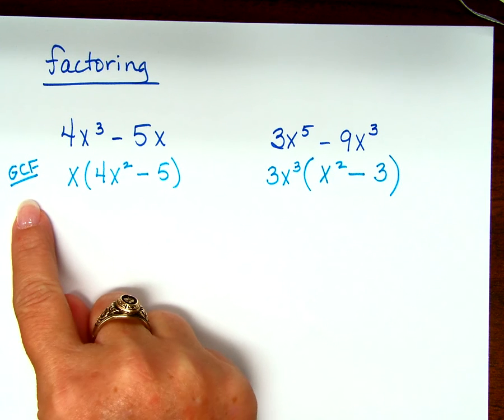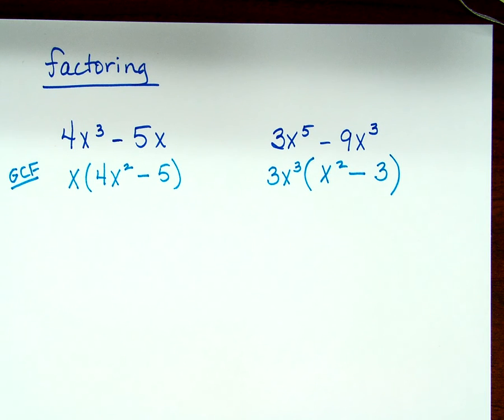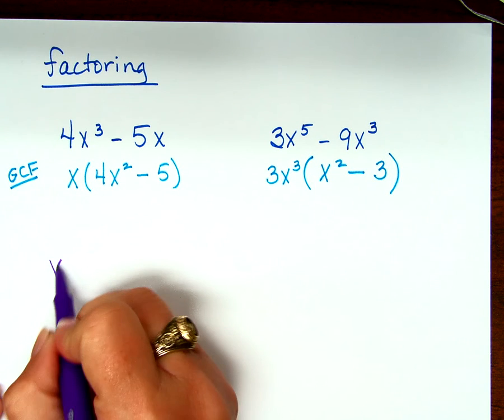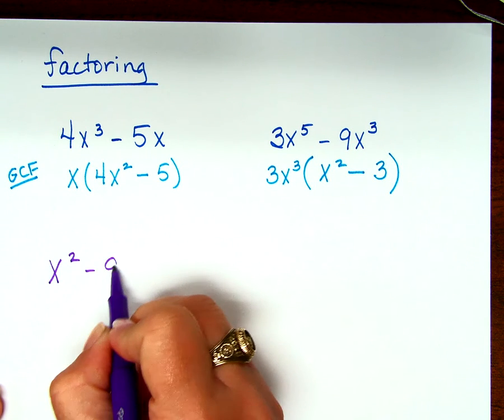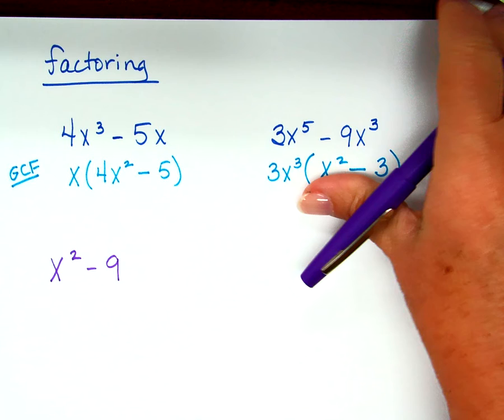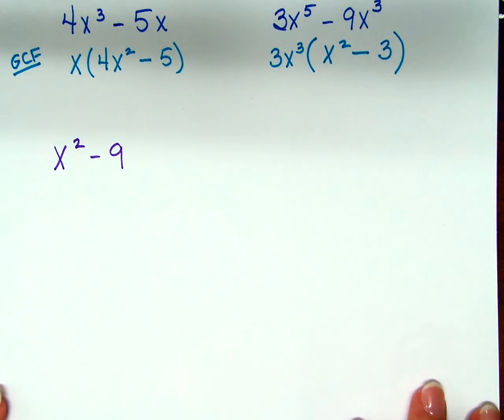Okay, so first, after I choose not to panic about the problem, then I look for the greatest common factor. And I'm going to do that on every problem that we do. But then there are some special cases, and if we know the patterns to the special cases, it will make our life infinitely easier. So here's one of those special cases. It might look like this: x squared minus 9.